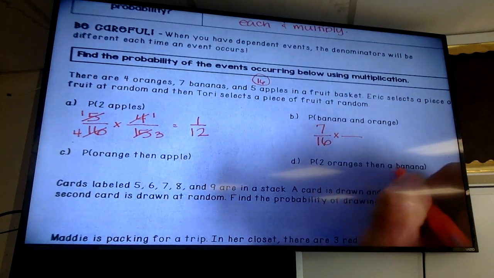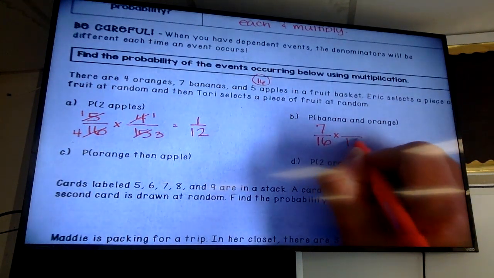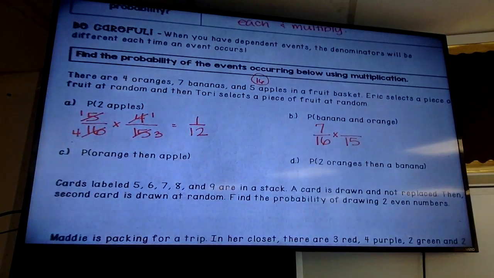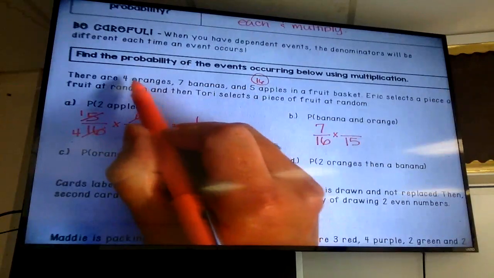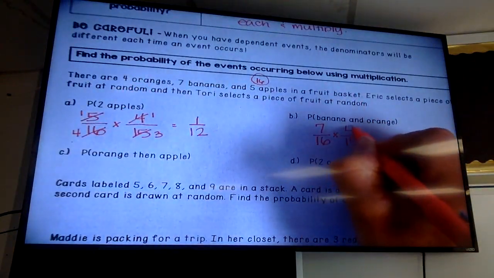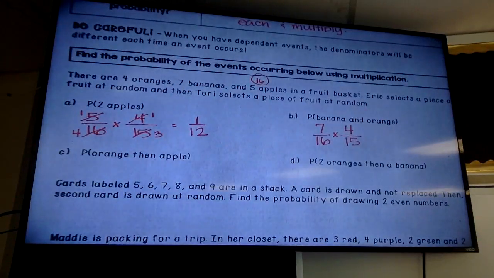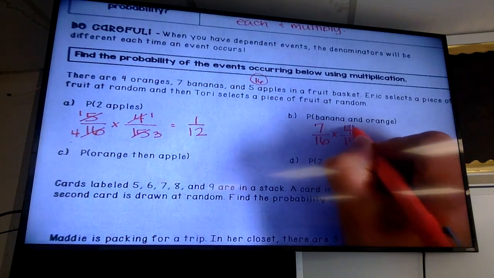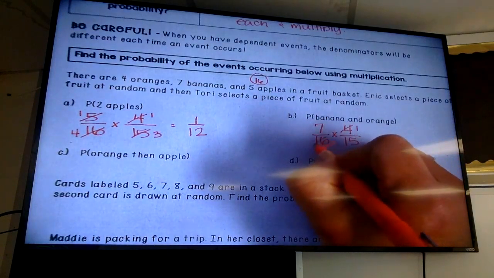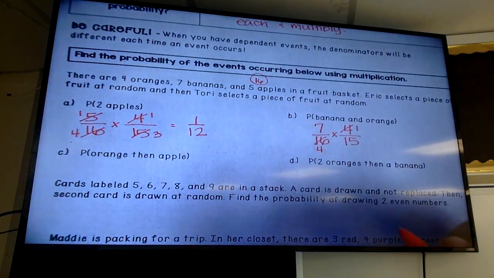Now, Eric took his banana and it's gone, so now there's only 15 pieces of fruit. Since he picked a banana, that has no bearing on an orange, so there's still 4 oranges in the basket, so I can still use that 4. The only thing that changed is my denominator. It's 15 pieces of fruit now. So there's a little bit of simplification I could do here with my 4 and my 16.